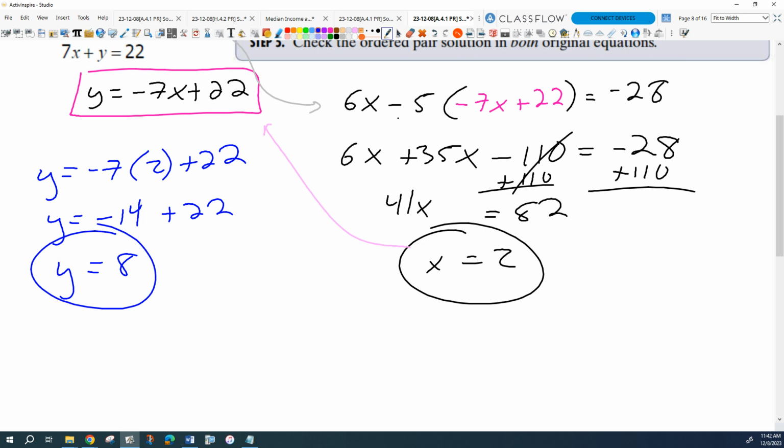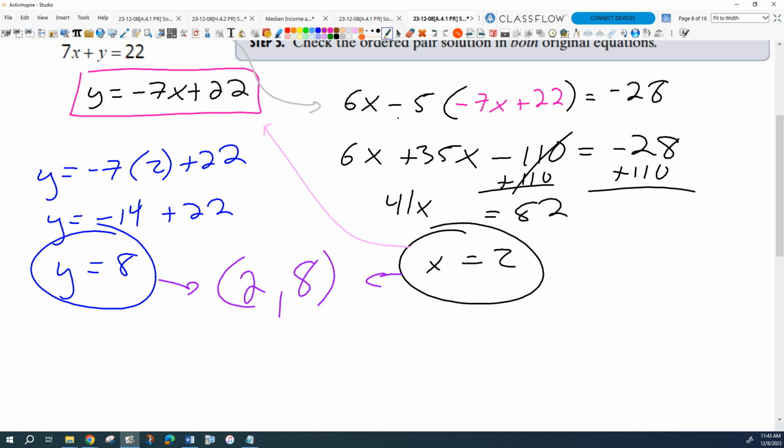Okay, so now we've got our ordered pair. We'll combine those into a single ordered pair. The ordered pair is 2, 8, and we're done. Give me thumbs. Okay, good, good, all right.